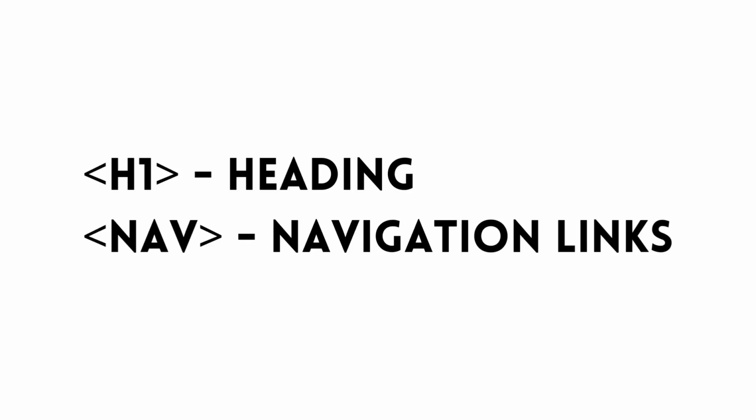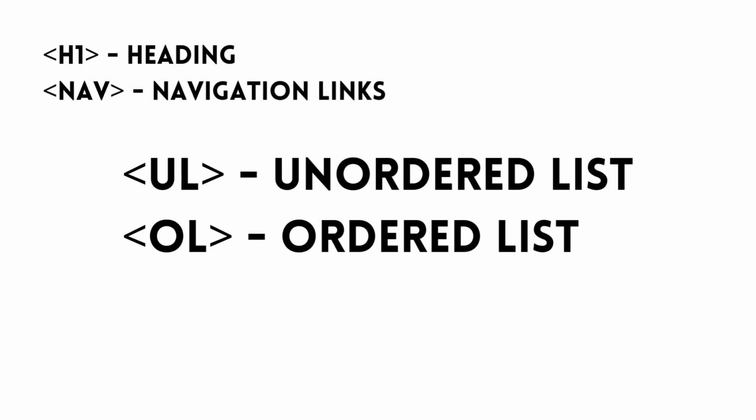Similarly, in HTML, using tags such as h1 to describe a heading, or nav to describe navigation links, helps search engines and assistive technologies like screen readers understand the purpose of the content on a web page. This leads to better accessibility and search engine optimization for the site. Similarly, the UL and OL tags describe lists. However, there are many more semantic HTML elements available to you as a developer.